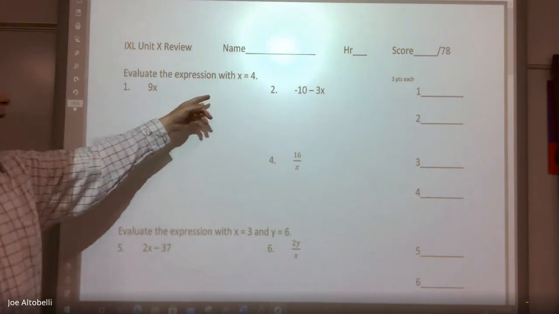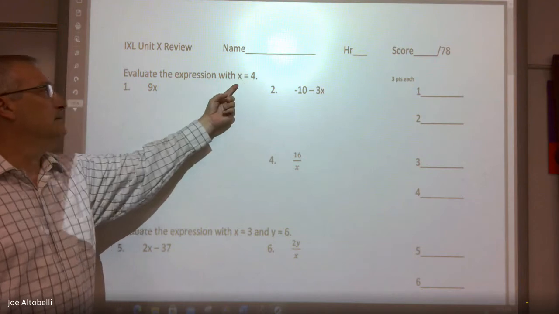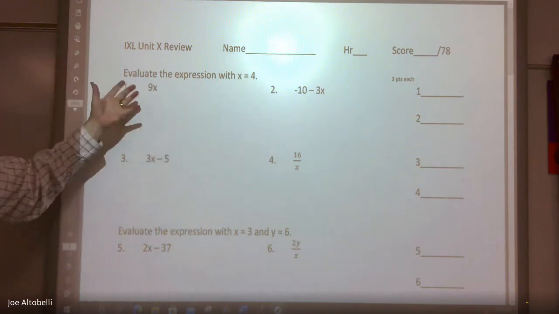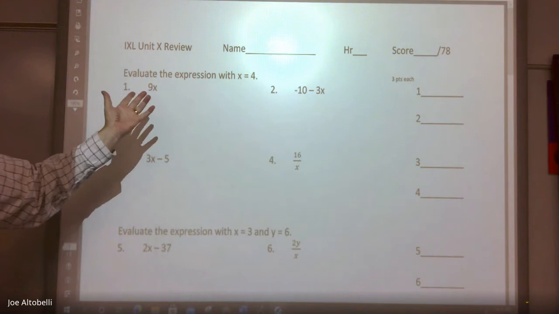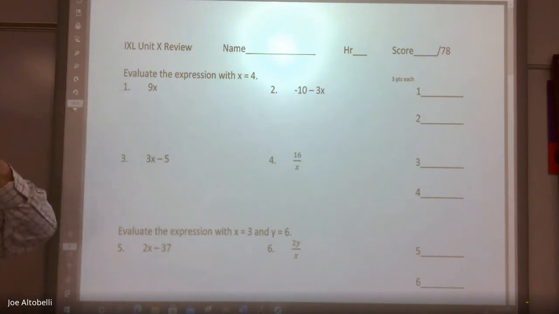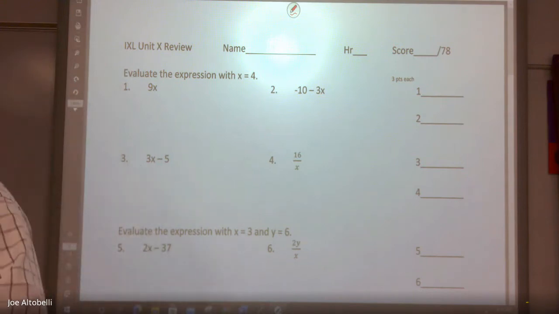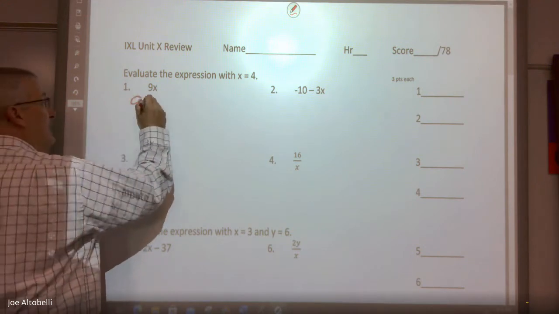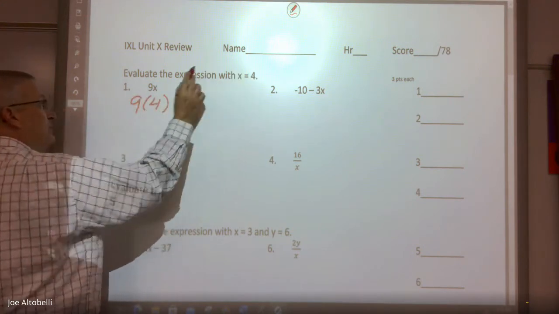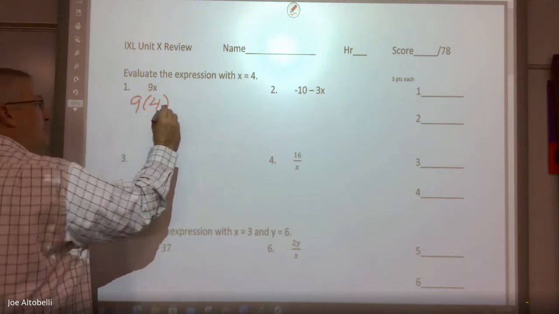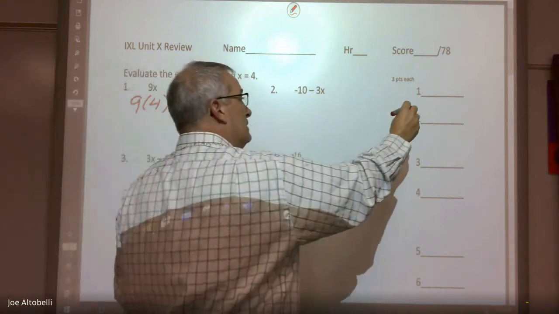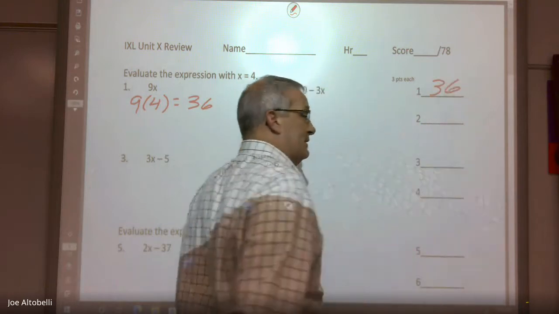Evaluate the expression when x equals 4. For number 1, you should know how to do this from review. Go ahead and do number 1. If you don't have a calculator, get one out, because you can't use your computer calculator right now. It'll be a distraction. We just go 9 times 4. We substitute the 4 in for the x. 9 times 4 is 36. So the answer is 36.